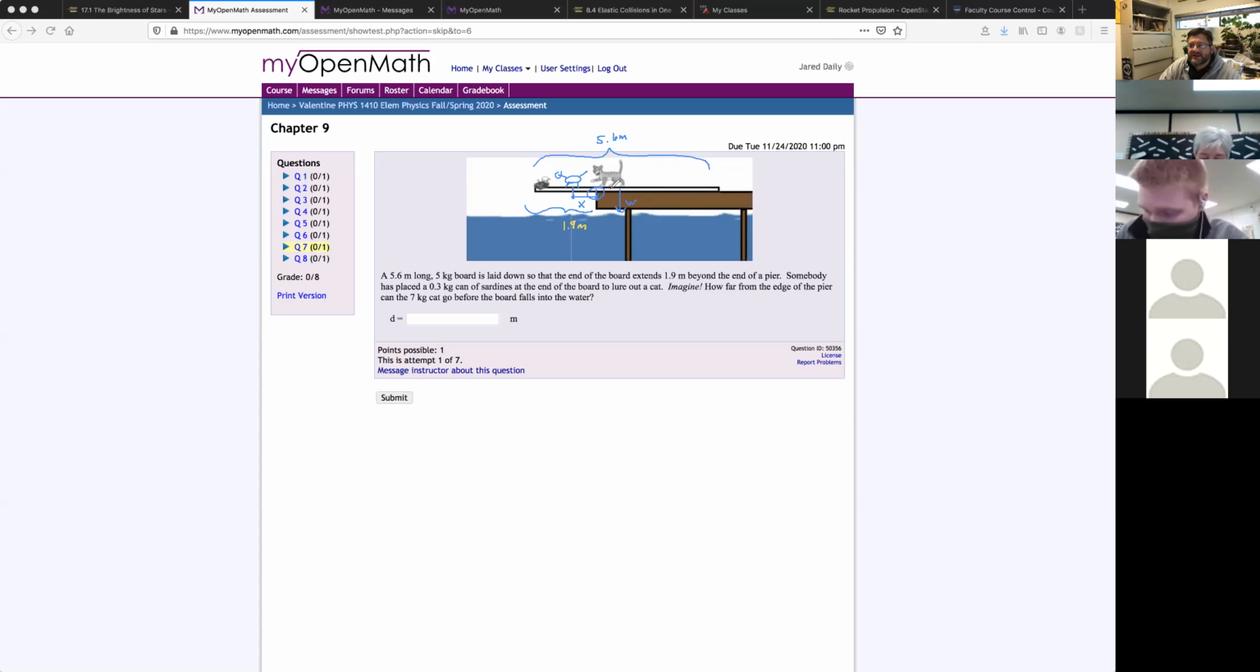And that point is a certain distance from here to here that we need to calculate. That's going to be half of 5.6, subtract off the 1.9, which will give us the distance between our rotation point and the middle of the board. So half of 5.6 is 2.8, right? 2.8 minus the 1.9 gives us 0.9. So right here we have a distance of 0.9 between the edge of the pier and where the weight acts on the board.